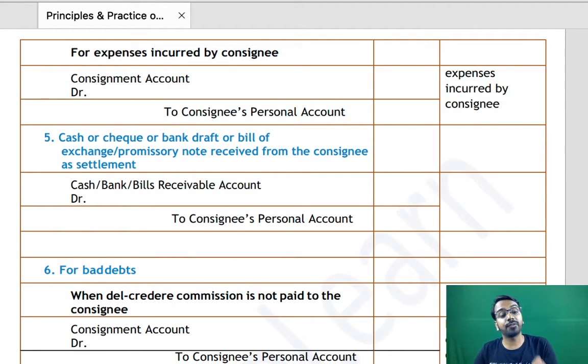But if at all a del credere commission is paid, then the bad debts have to be borne by the consignee. So, the consignee will have to bear all the bad debt related losses. If a del credere commission is paid, then the consignee's account will not be credited. The consignee will have to bear it out of their own pocket. So, no entry will be passed.